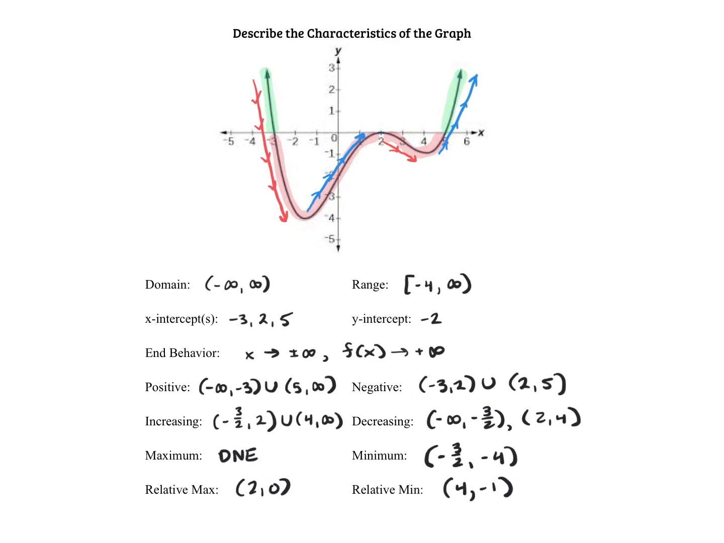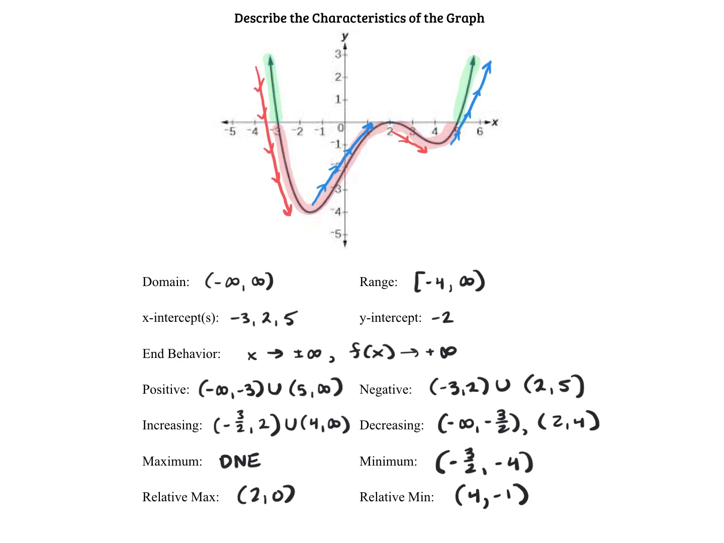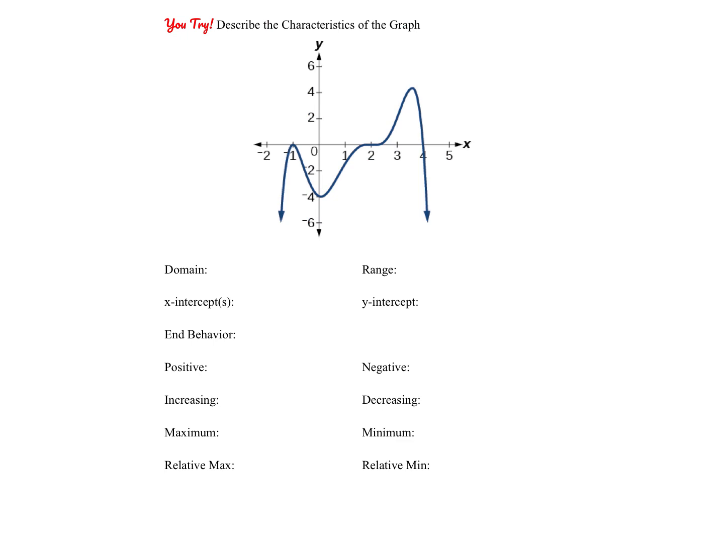So here we were able to describe all of the key characteristics of this function. Again, I think the trickiest ones will be the positive, negative, and increasing, decreasing, because we need to describe them in terms of the interval of x, and that's not often very intuitive. So just be careful when you're working with those descriptors. All right, I have one for you to try on your own. So please pause the video and give it a shot.